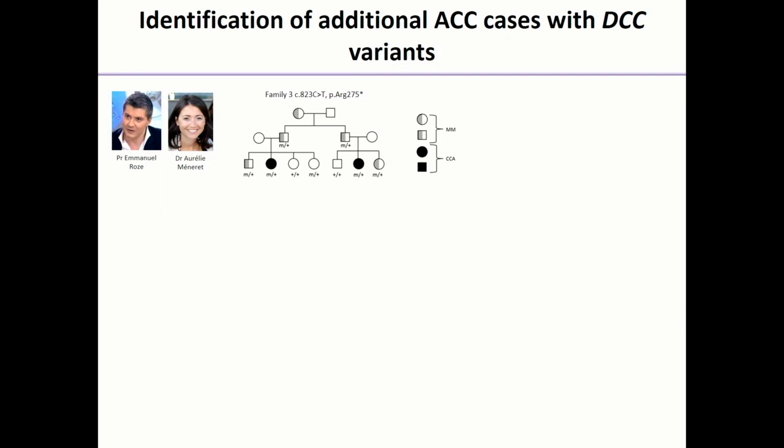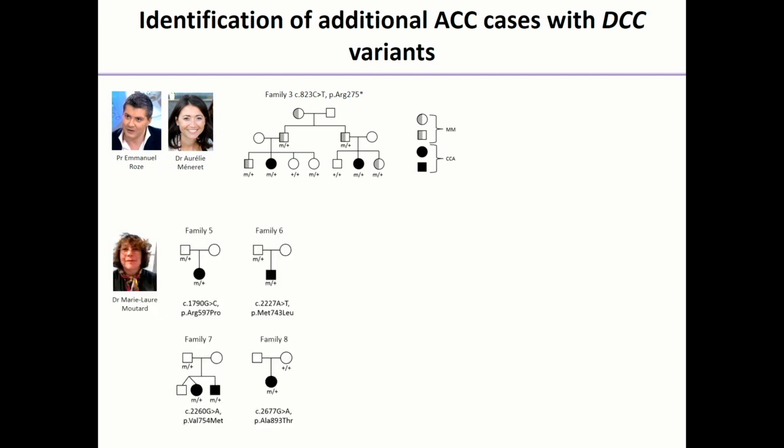Yes. Here we go. So, of course, because we had already identified DCC variants in families, we came back to these families, and we wanted to assess whether some individuals in this family had also malformation of the corpus callosum. And as you can see here, in this family with a nonsense variant, we had 2 individuals with agenesis of the corpus callosum.